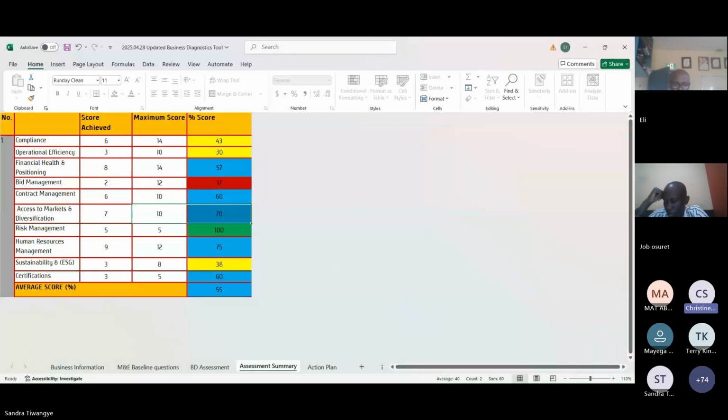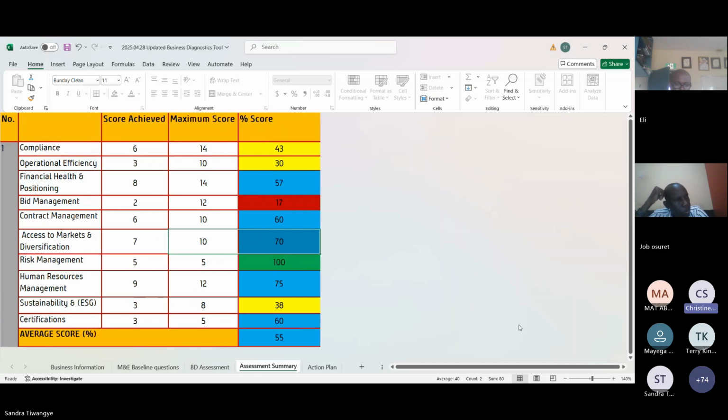If you want to look up the score, look up the sheet that says assessment summary. That average score at the end below. In our dummy enterprise, we scored 55%, which is slightly above average. And the area where we scored so poorly was bid management with 17%. The area where we scored poorly was compliance, operational efficiency, and sustainability. So as we do the action planning, emphasis and priorities, of course, are given to the areas where we are low performing, but we shall try to balance the scorecard for you.